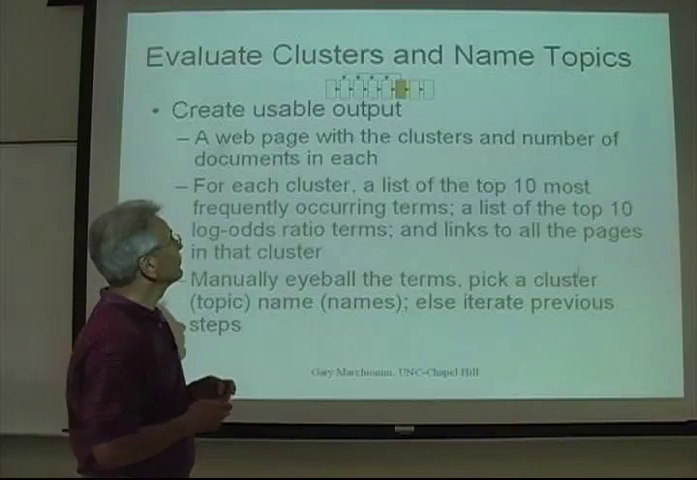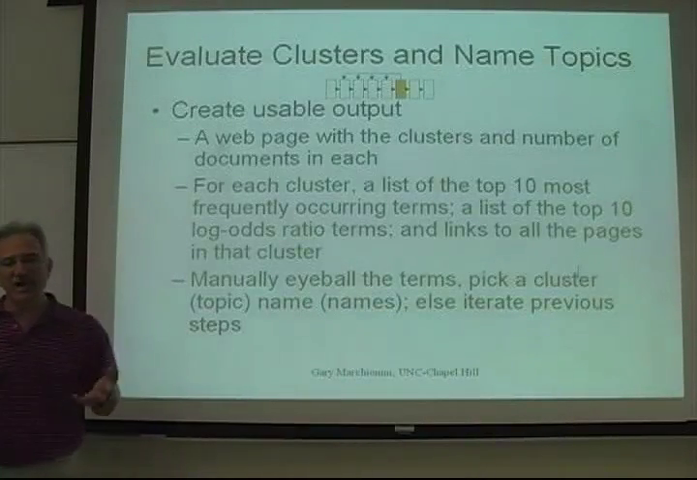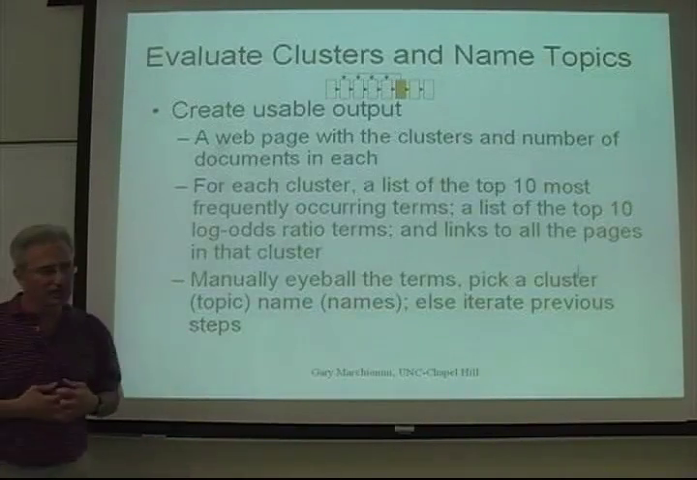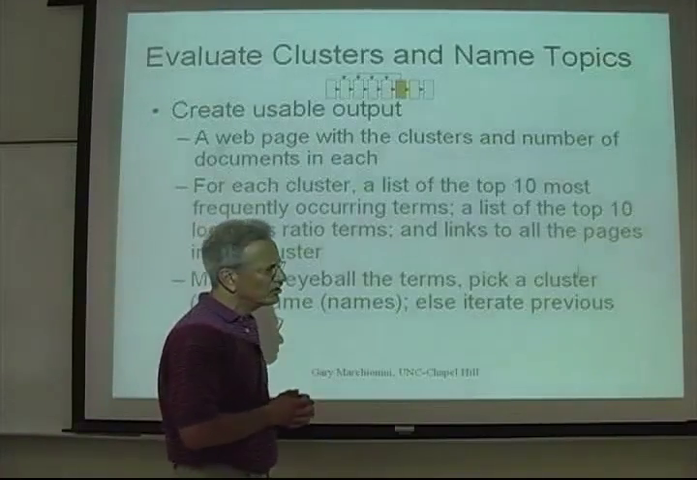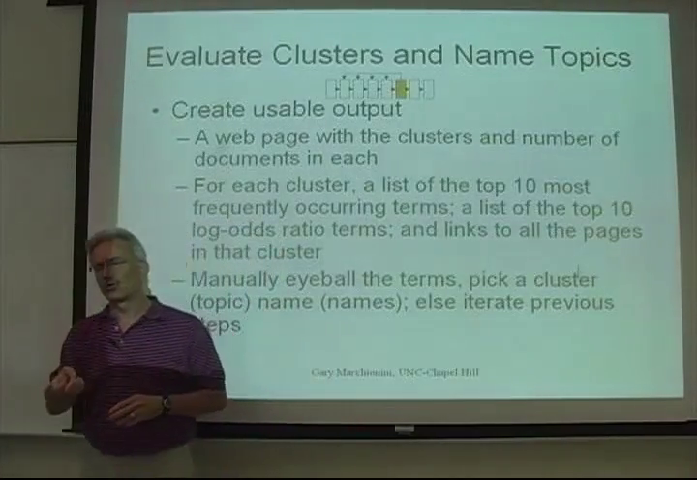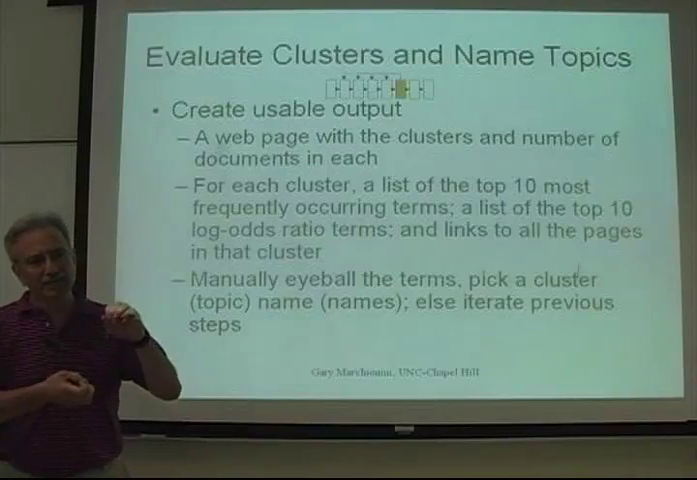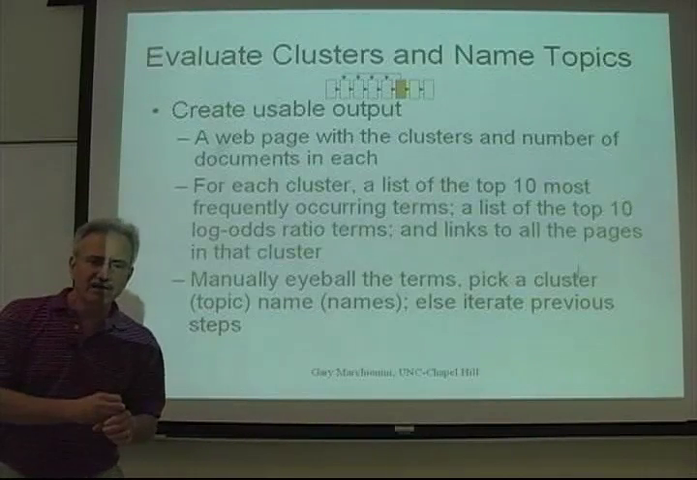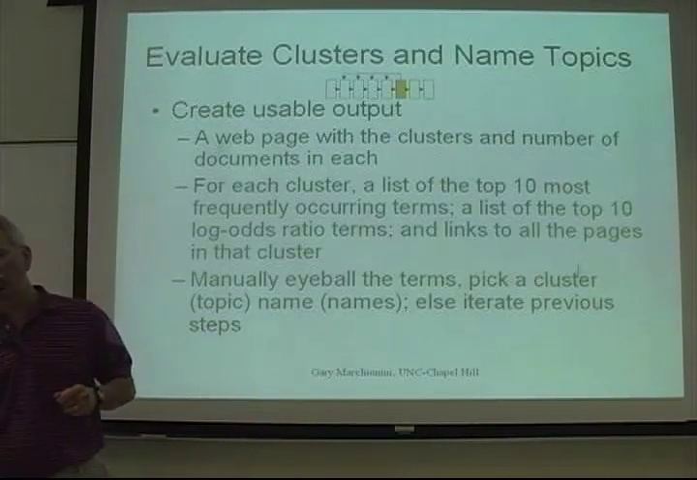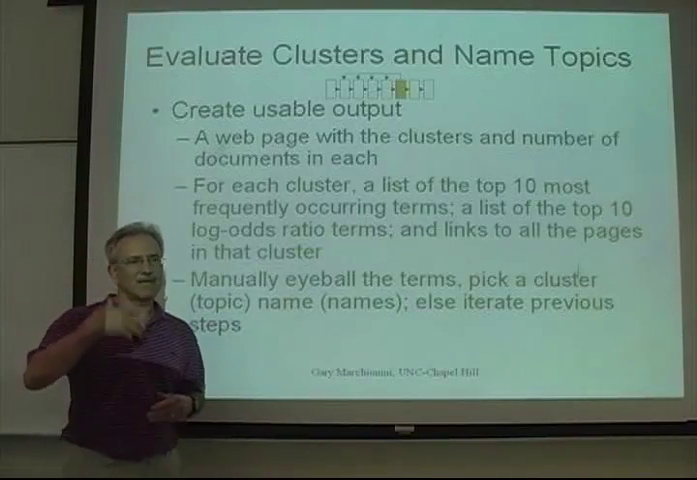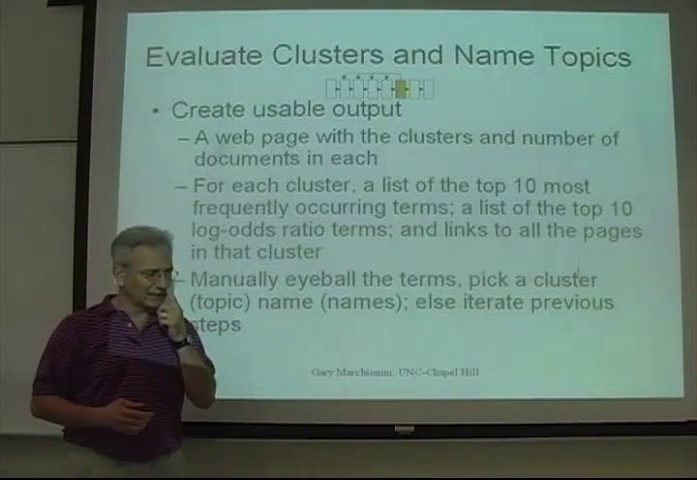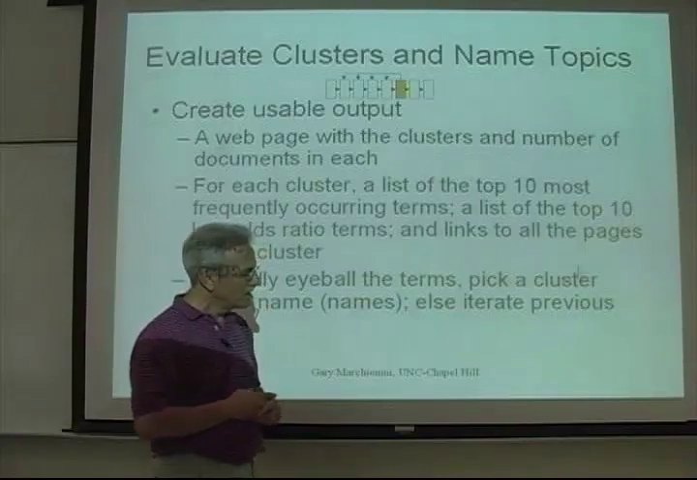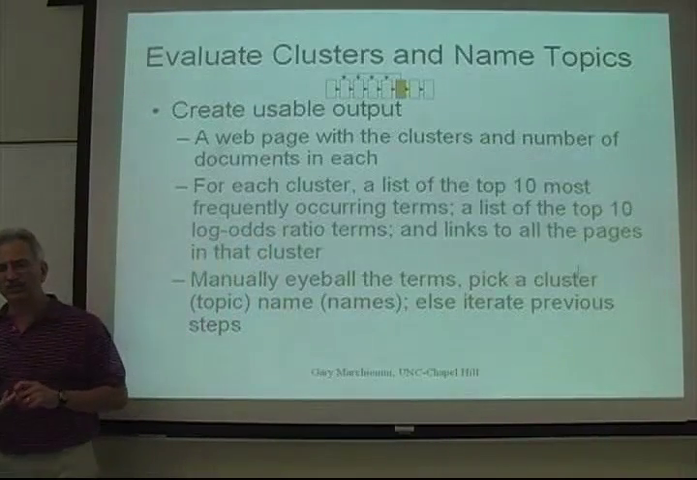Now we really wanted to evaluate the clusters and name the topics, and this is where we had to have human intelligence involved. You can do things like take the centroid of the cluster and then find the most frequently occurring term in that centroid and make that the name of the cluster. That's sort of a classic approach. There are lots of others. But we decided we really wanted humans to name these things.